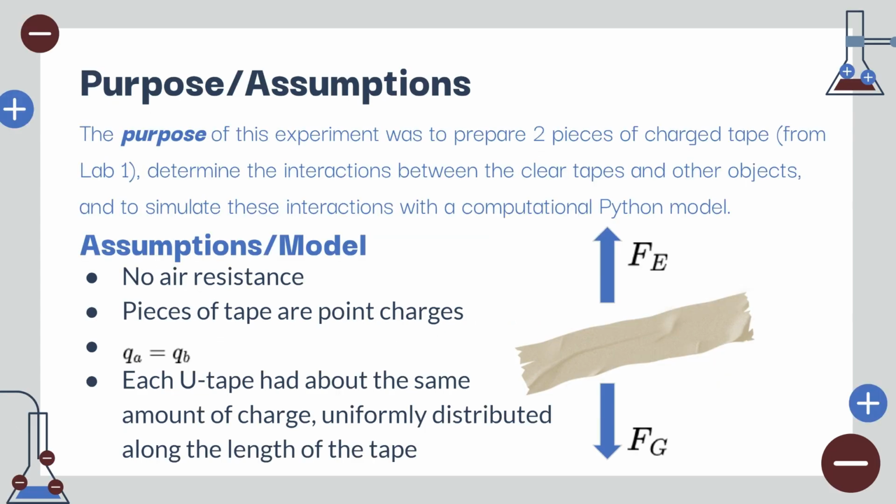The purpose of this experiment was to prepare two pieces of charged tape, which were the same ones from Lab 1, determine the interactions between the clear tapes and other objects, and simulate these interactions with the computational Python model. The assumptions we made were that there was no air resistance, we treated the pieces of tape like point charges, the charges on both pieces of tape were equal, and each tape had about the same amount of charge, uniformly distributed along the length of the tape. Here you can see a free body diagram of the forces acting on the tape.